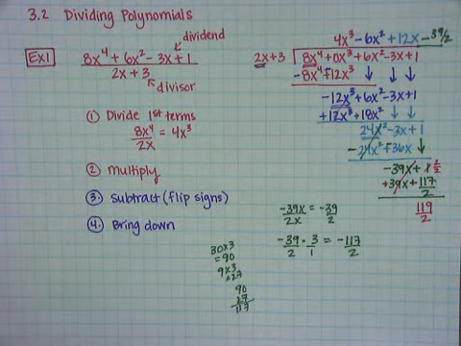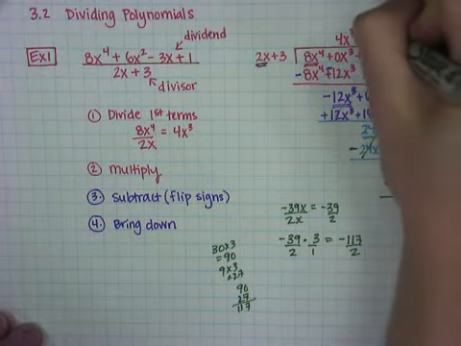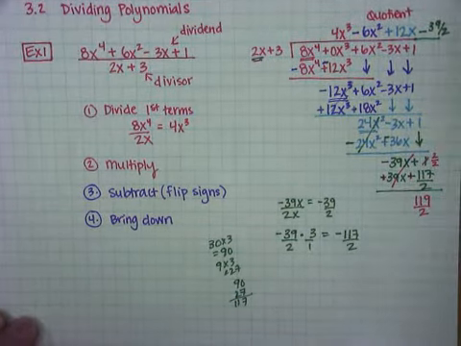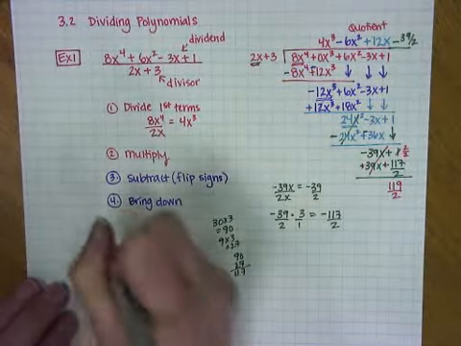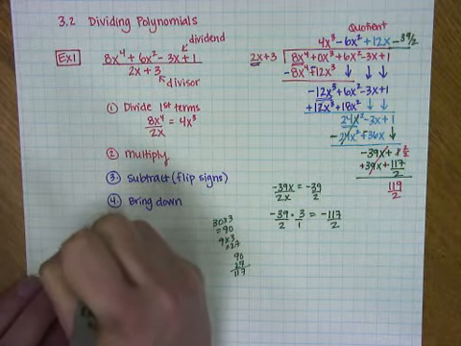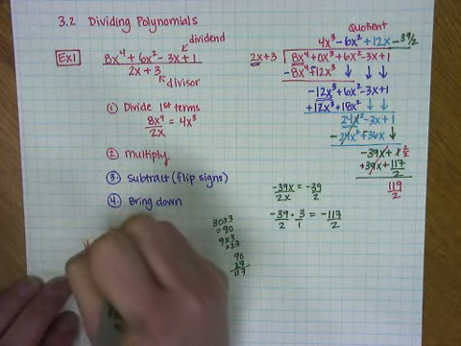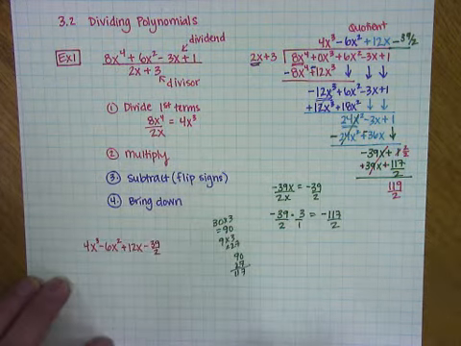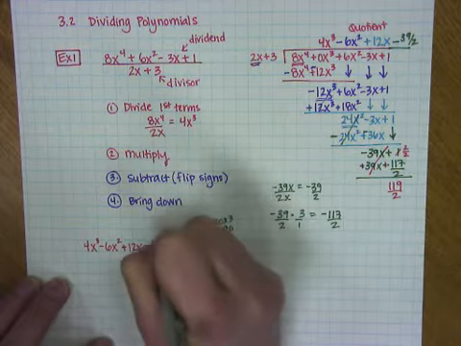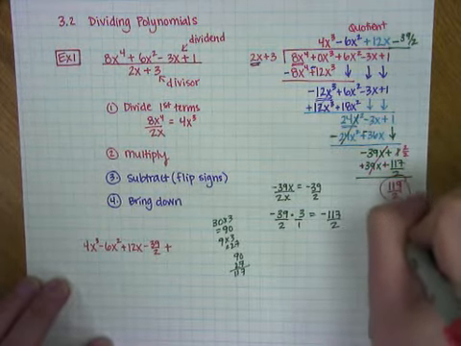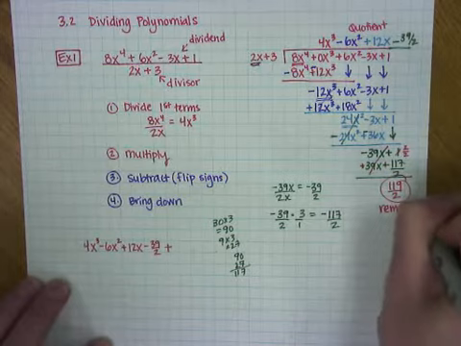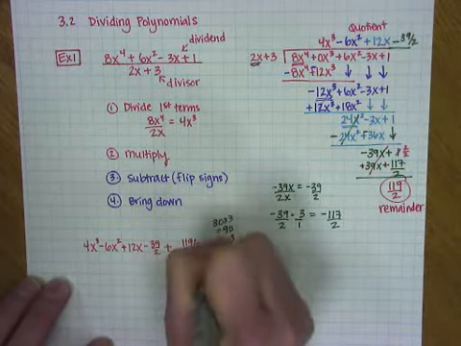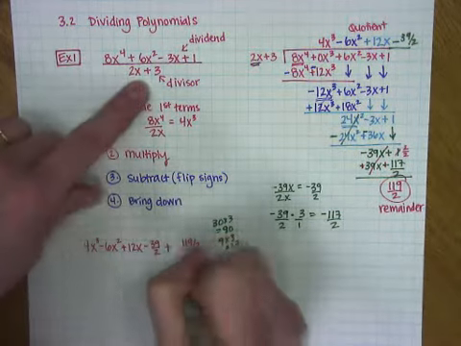Okay. So your final answer for a problem like this, the way that I want you to write it and box it, is you're going to write your quotient. So for me, I'm going to zoom out a little bit. My quotient is 4x cubed minus 6x squared plus 12x minus 39 over 2, plus your remainder, which is this guy, over your divisor. So my remainder is 119 over 2 over my divisor, which is 2x plus 3.